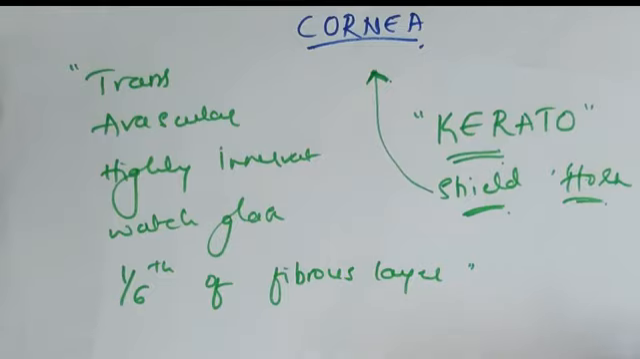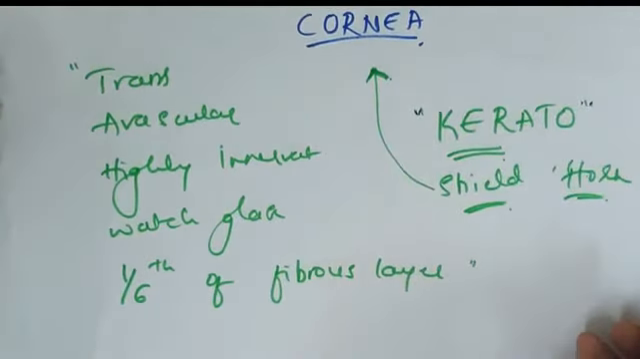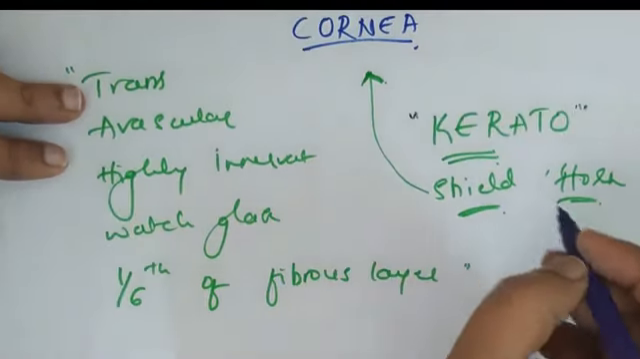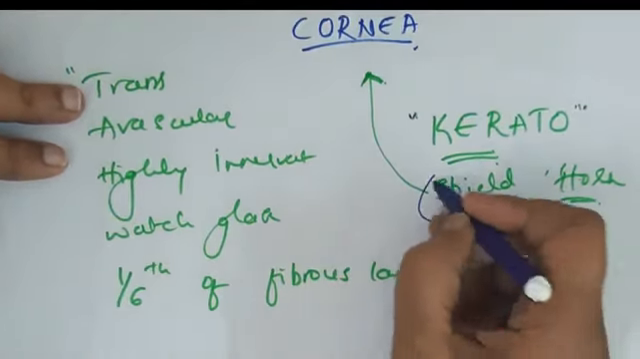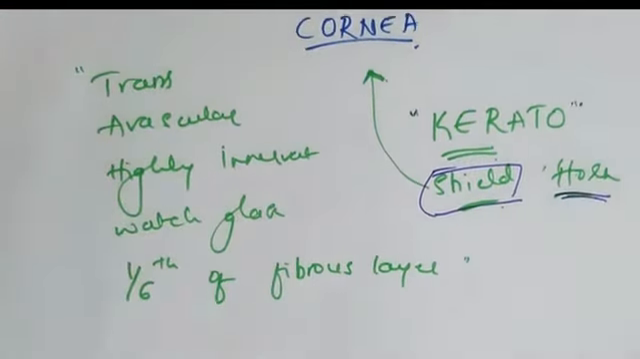You might have heard the word kerato, which is used to describe the cornea, like keratoglobus, keratoconus, or even keratoplasty. The literal meaning of kerato is shield or horn-like thing. So the word kerato is used whenever we are describing the cornea.